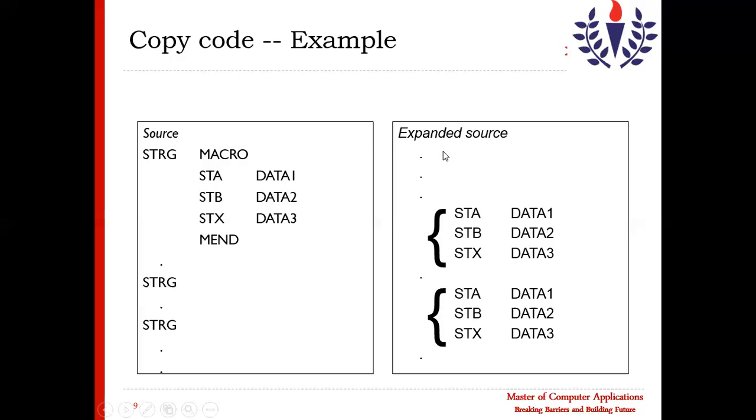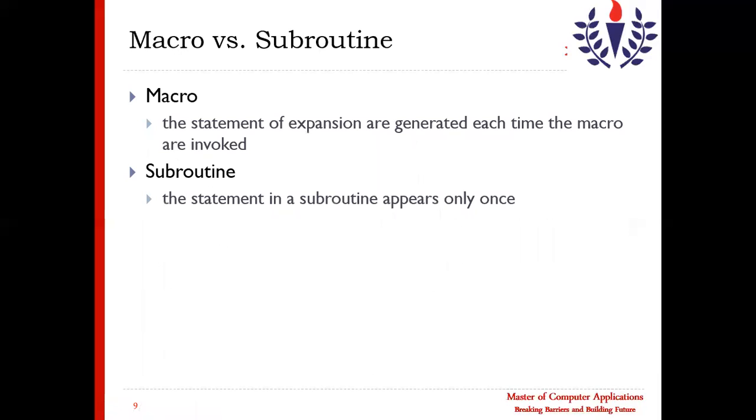So when it is processed, it will get expanded. So instead of the macro call, this whole code will be placed. These three statements inside the macro body will be replaced with the macro call. So see here, there also one macro call is there, and it will be replaced by the macro definition. So this is the main functionality, the first most functionality of a macro processor.